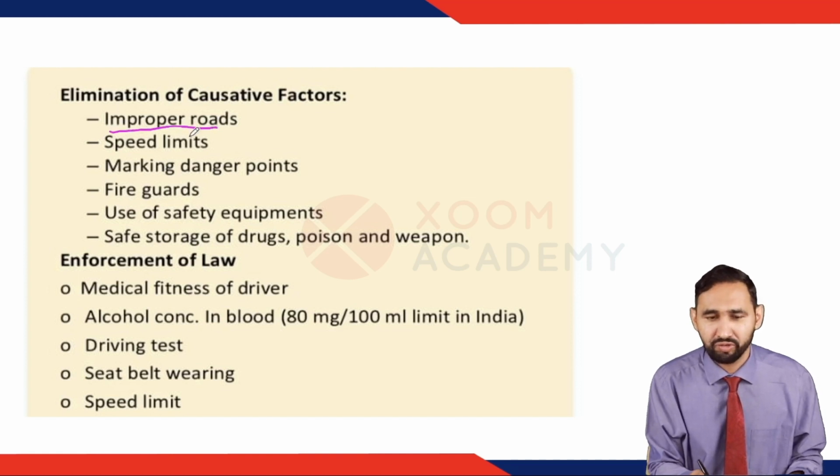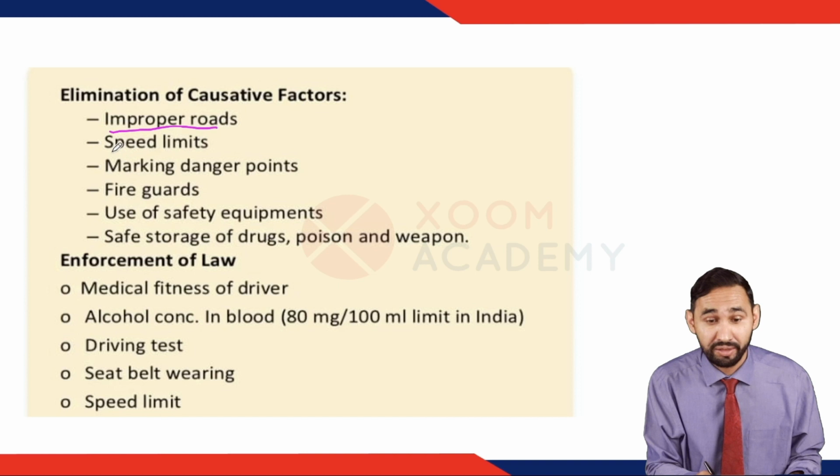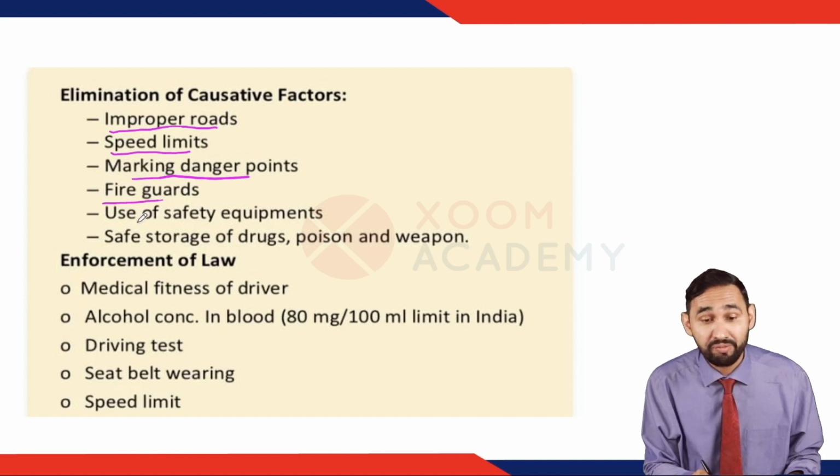Improper roads should be eliminated. Roads should be proper. There should be speed limits. There should be signboards. We should mark danger points. Fire guards should be present. Safety equipment should be used. There should be safe storage of drugs, poison, and weapons to stop domestic violence.